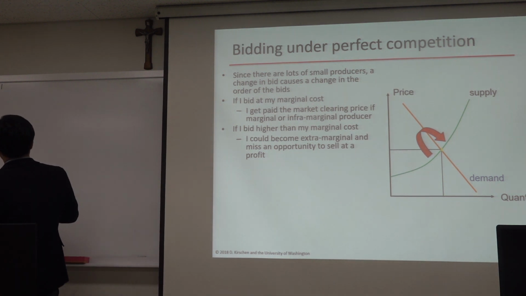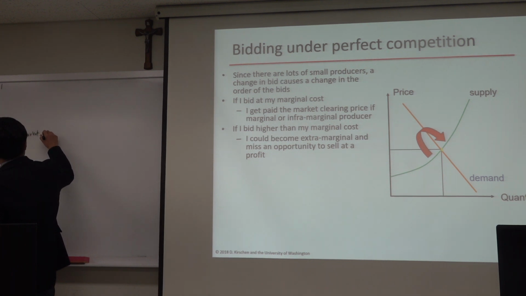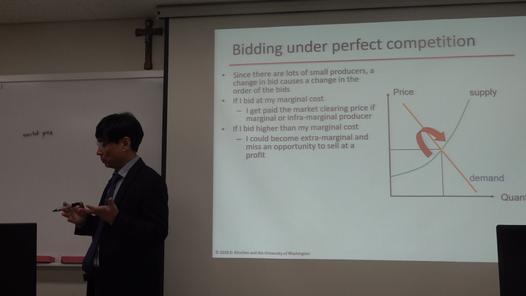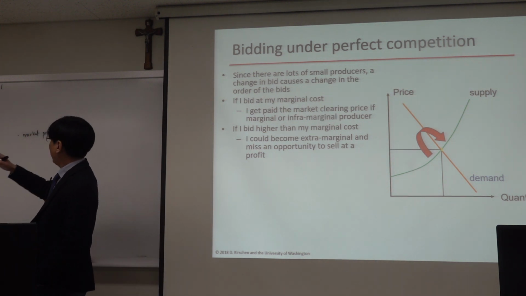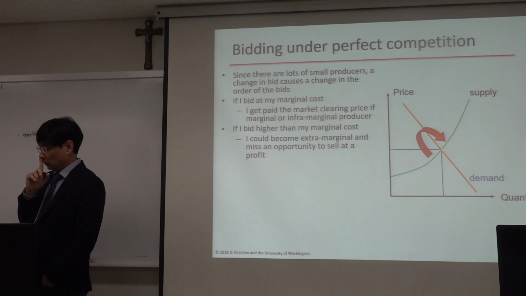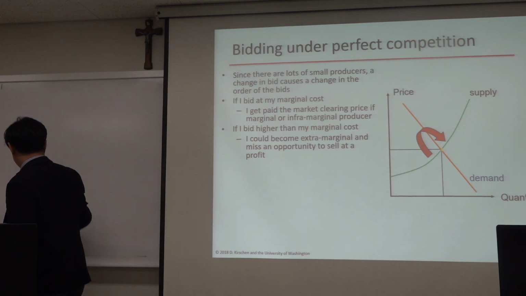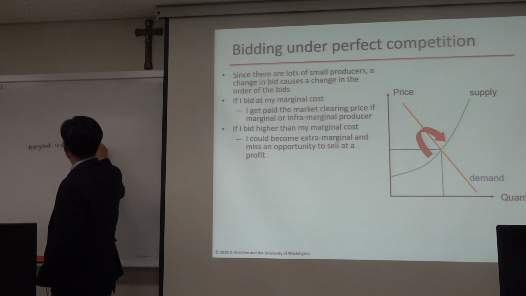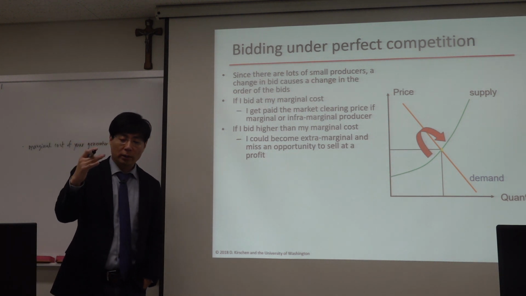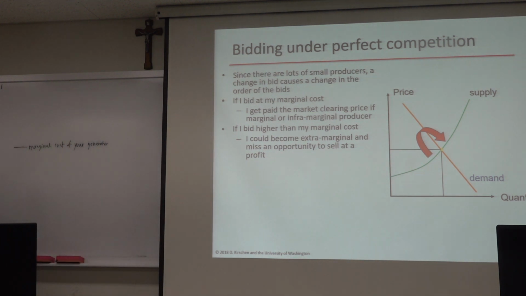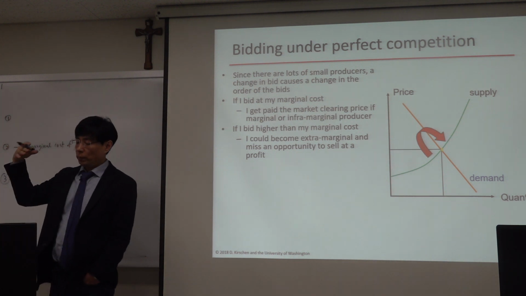Let's think, we have a market price. This is determined from the market in this perfect competition, and everybody gets paid at this price. Suppose that your marginal cost is here, the marginal cost of your generator. And actually, we don't know where the market clearing price would be determined. So this is my marginal cost. You have three options: 1, 2, 3. This is the overbidding case. Your bidding is higher than your marginal cost.